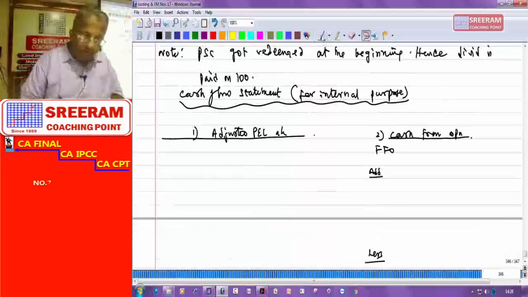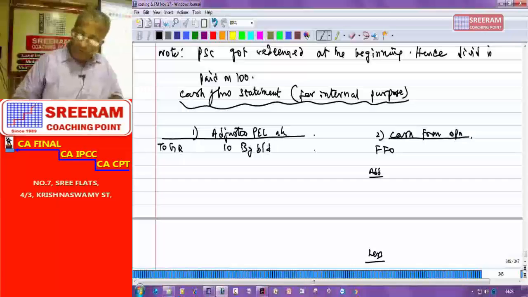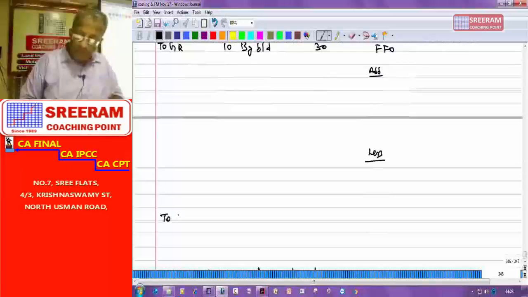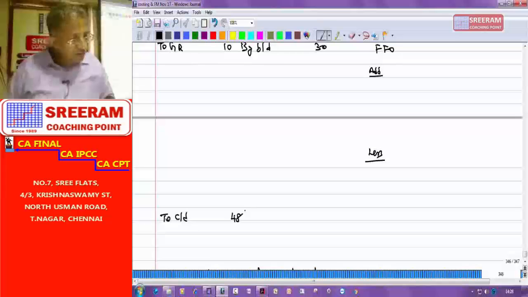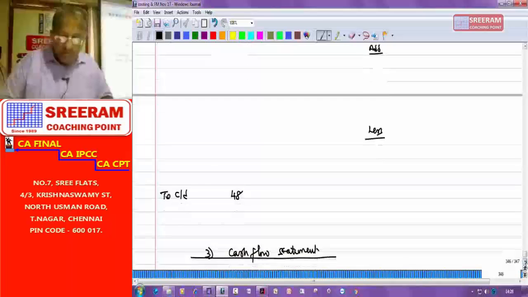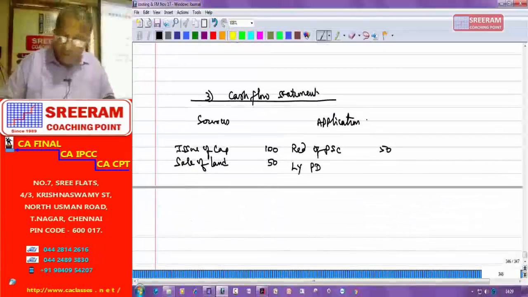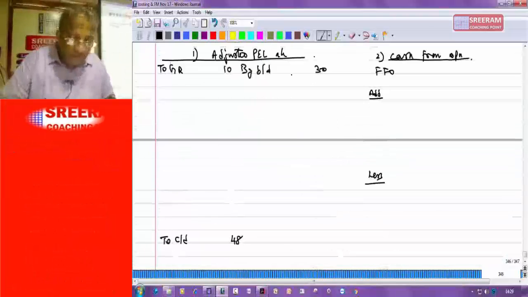To general reserve. How much is that? 10. Profit and loss account opening balance 30, 48. Next, proposed dividend. What is the discussion that we have made for proposed dividend, all of you? Last year's proposed dividend will be taken up as paid. Current year will be taken in adjusted P&L account.